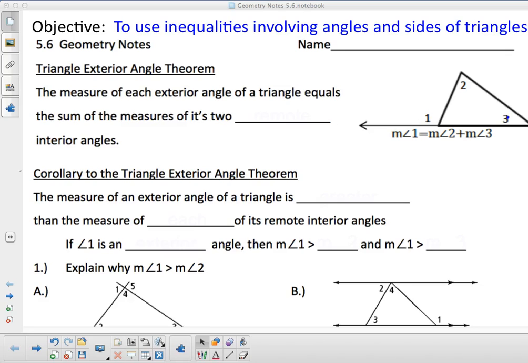Okay, so here's the deal. We've got 5-6, geometry 5-6 today. We are skipping 5-5. I want to emphasize the importance of 5-1, 5-2, 5-3, 5-4. They were so important that 5-5 got yanked out of play in order for us to do a review that day.